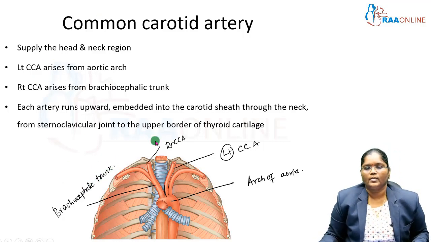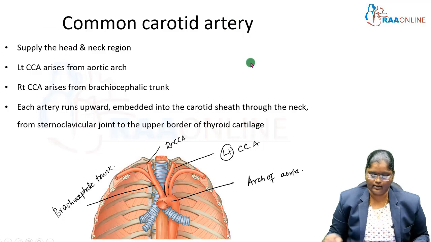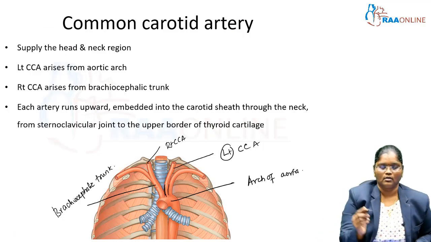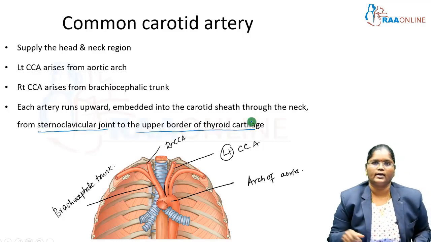So, the left common carotid artery arises directly from the arch of aorta, whereas the right common carotid artery arises from the brachiocephalic trunk. Each artery runs upwards, embedded in the carotid sheath through the neck, from the sternoclavicular joint to the upper border of the thyroid cartilage. That is the extent of the common carotid artery.